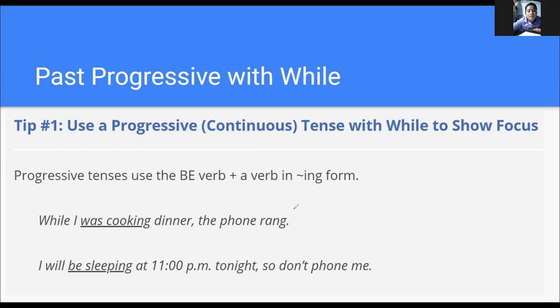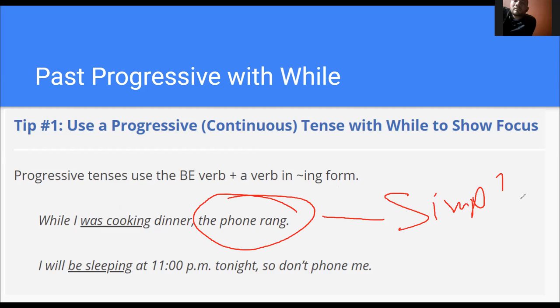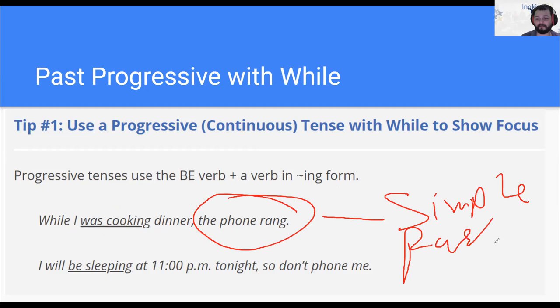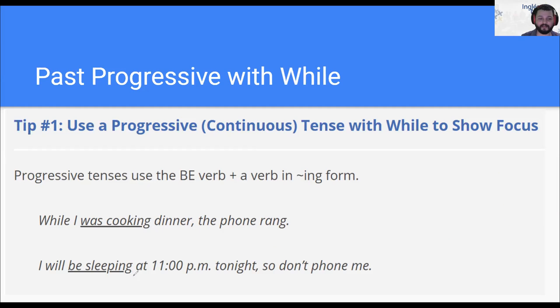Interrupted. Okay, this is interrupted, guys. Remember why? Because we have simple past, okay? Very good. All right, we have simple past.